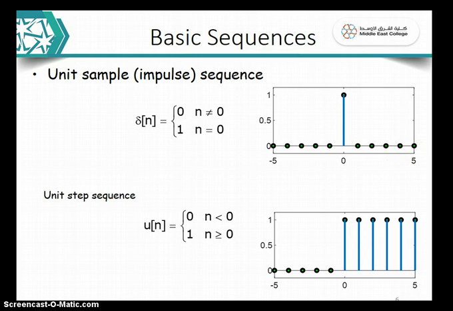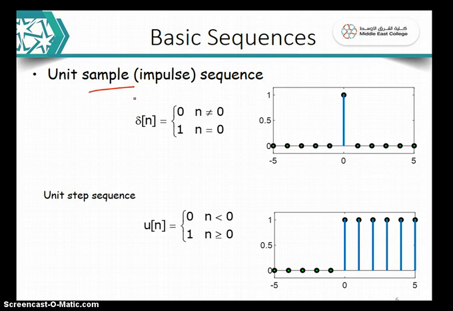While studying about signals, you should know the basic sequences of signals. The two main basic sequences are the unit sample and the unit step sequence. The unit sample sequence is represented by delta of n, shown in the top figure. When n is equal to 0, the value will be 1, and when n is not equal to 0, the value will be 0. That has been explained by the equation and also in a graphical way.